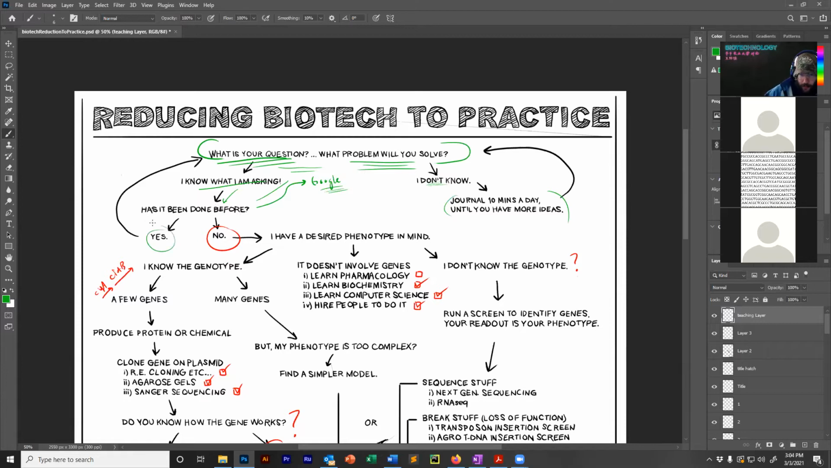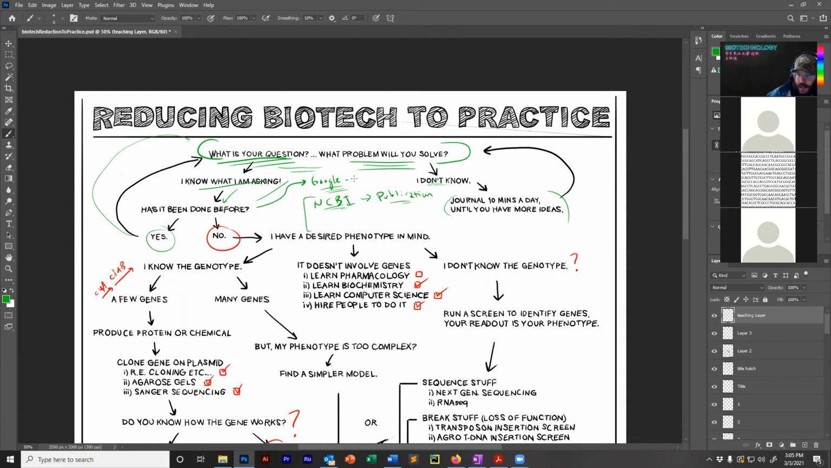So if it's been done before, you got to go back, you got to think of a new question. And I would also say, in addition to Google, you're going to want to check NCBI. So one of the things you can search for is publications. So just like before, I showed you how to search for genes or proteins, you can search for publications. Can you find any publications?